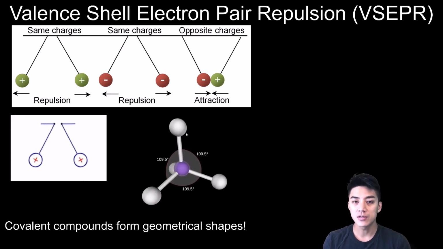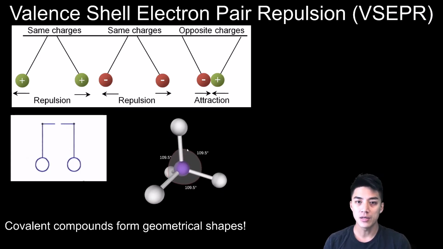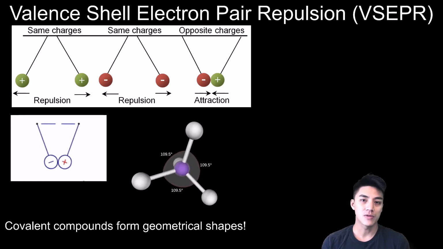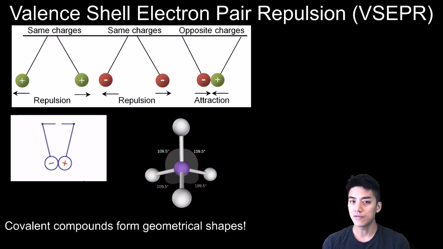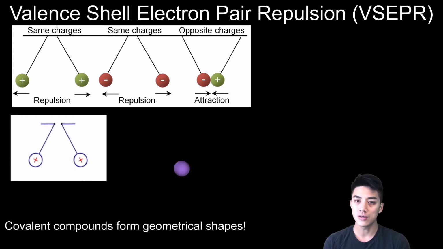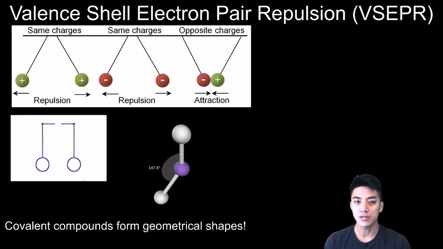Today we're going to study valence shell electron pair repulsion, VSEPR, or VSEPR for short. It's a study of how covalent compounds form geometrical shapes because of how the electron pairs repel each other. As you know, electrons have negative charges, so when they get in close contact with each other, they tend to repel, and in the process of doing so, these covalent compounds form these geometric shapes.